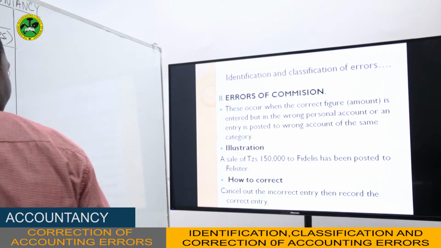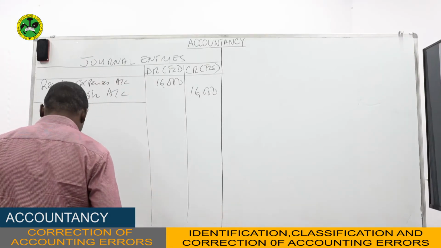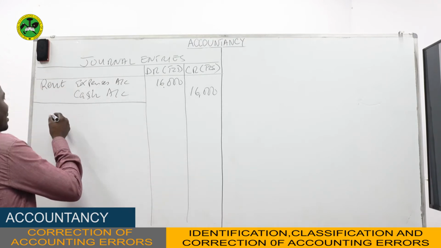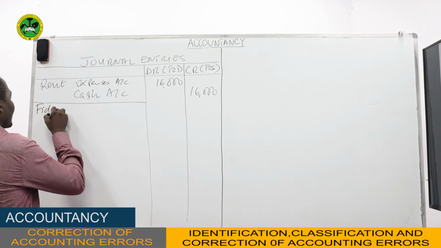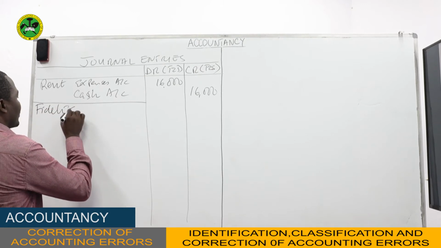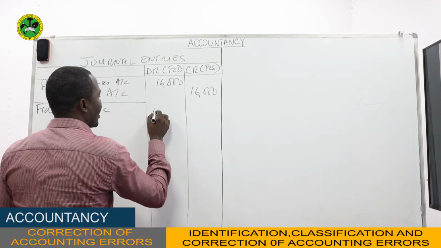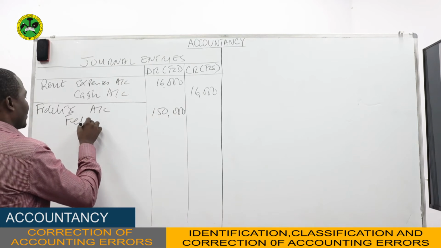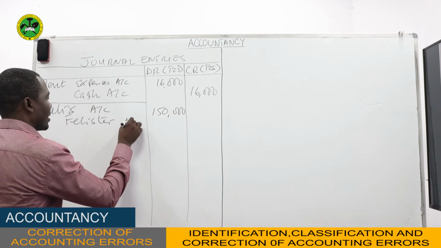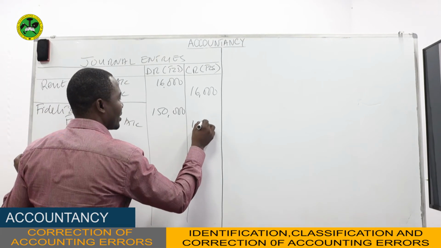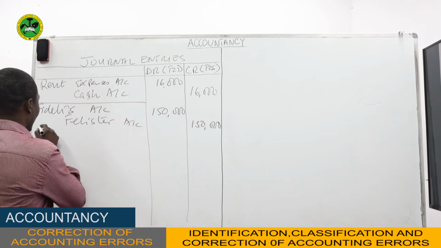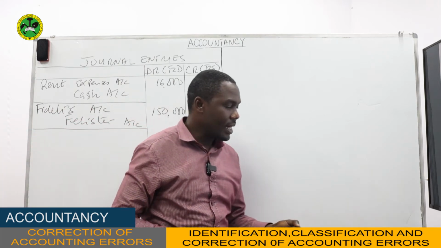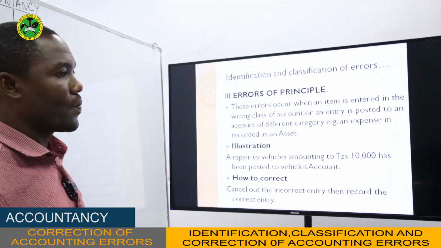How to correct this? We cancel out the incorrect entry that we debited to Ferista. Now we credit Ferista, we debit Fidelis account by 150,000 to Ferista account by 150. So you put your narration. We go to the next item.